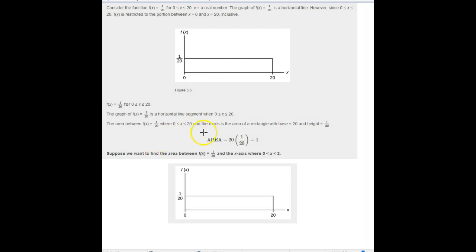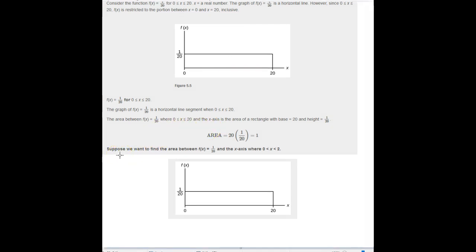So now let's go ahead and answer. It says, suppose we want to find the area between f of x equals 1/20 and the x-axis where x is between 0 and 2. So the first thing that we want to do is draw this out. So I'm going to say that is 2. Draw the line here. It doesn't have to be exact, and I'm going to shade it in. So we're trying to find the area between f of x equals 1/20 and the x-axis between 0 and 2. So first, the area of a rectangle.